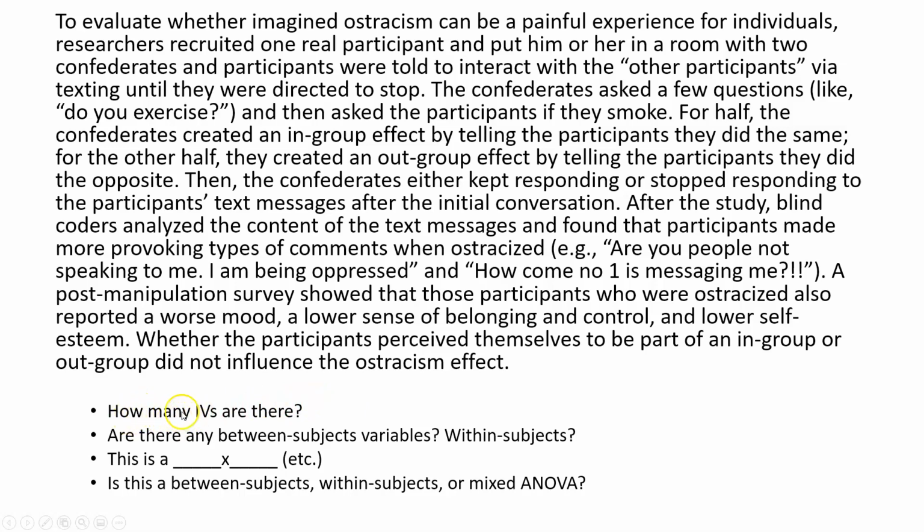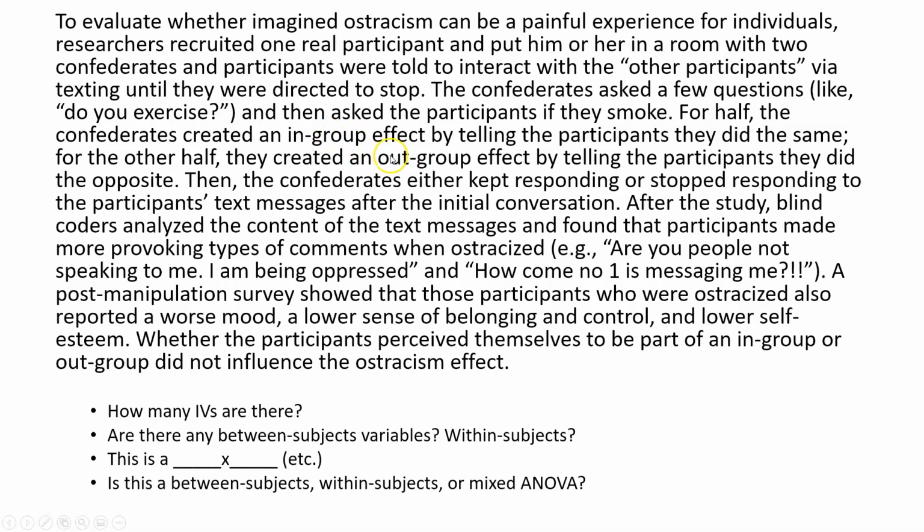So the answer to the first question here, how many independent variables or factors are there, is 2. There are 2 factors. The first one, I don't know what to call it. Let's just call it similarity. It's whether we are the same as you or different than you. We smoke like you or we don't smoke like you. So we'll call it similarity. And there's in-group and out-group. You could also call it group type, in-group, out-group, whatever you want to call it.